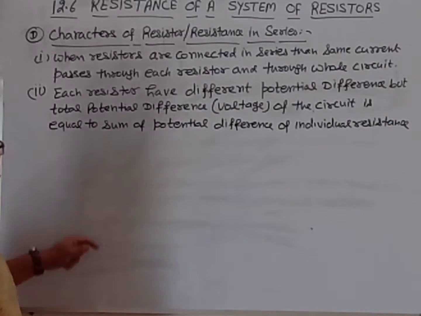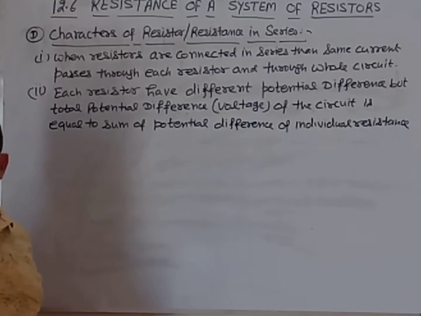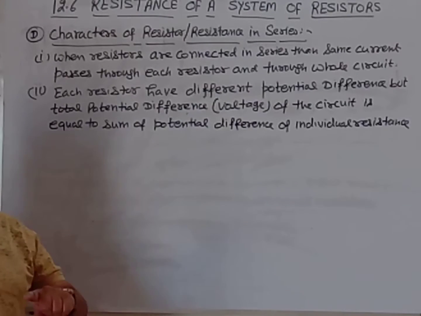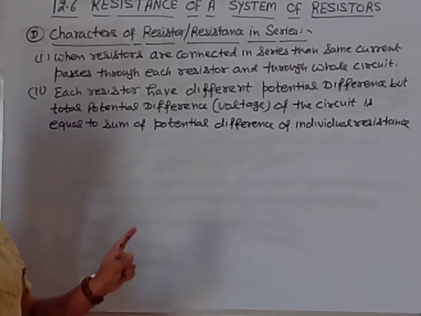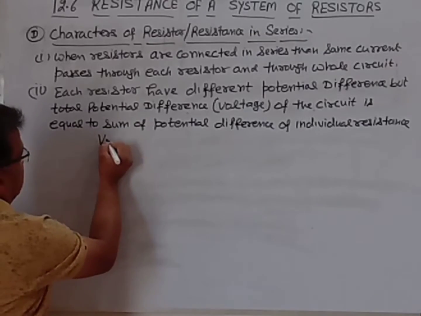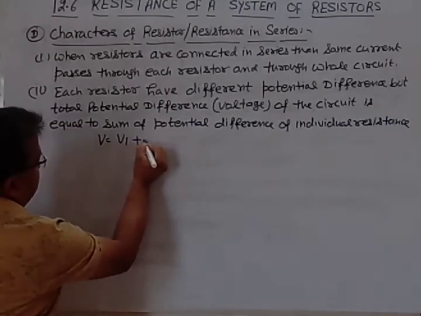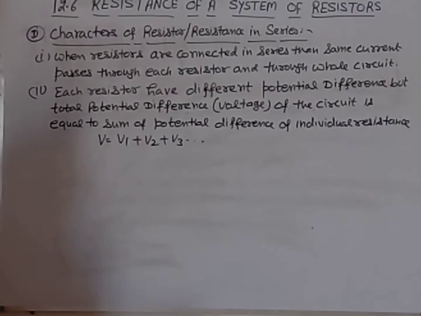So this means every resistor has a different potential difference, and this value depends upon the value of resistance. But the potential difference of the whole circuit is equal to the sum of the potential differences of the individual resistances. That is, V is equal to V1 plus V2 plus V3 and so on. These are the two main characteristics.